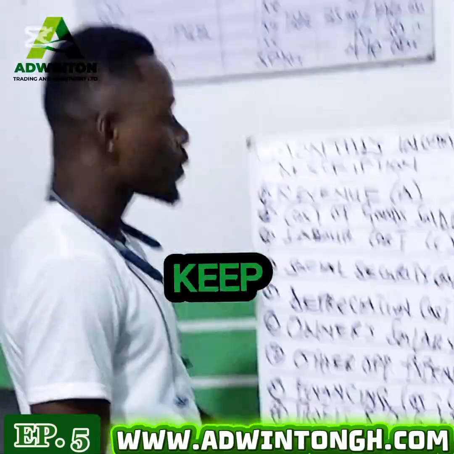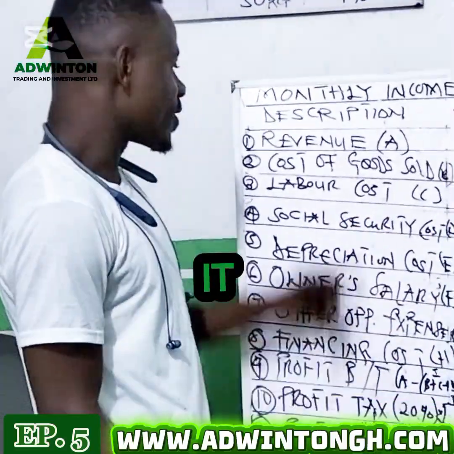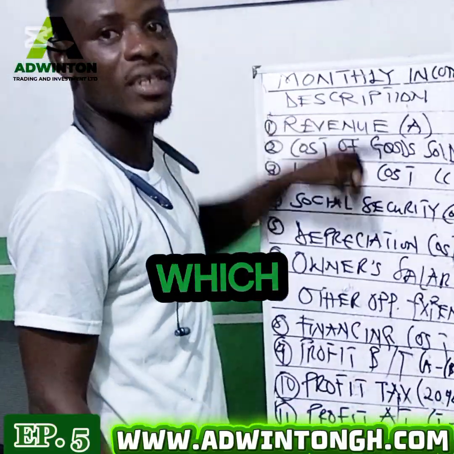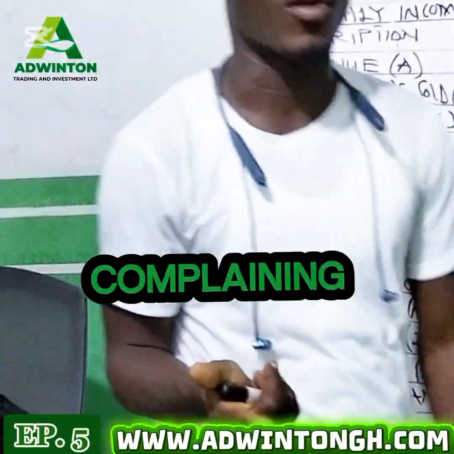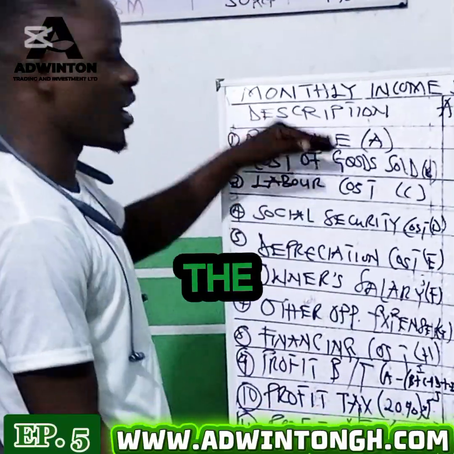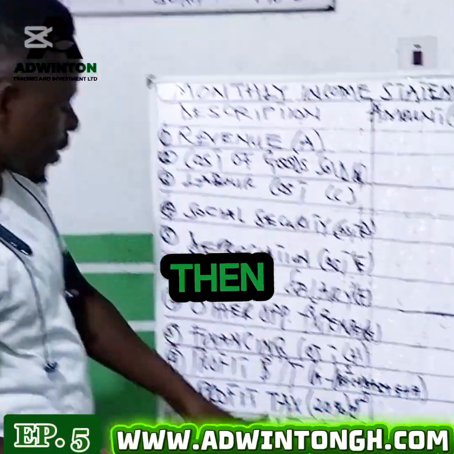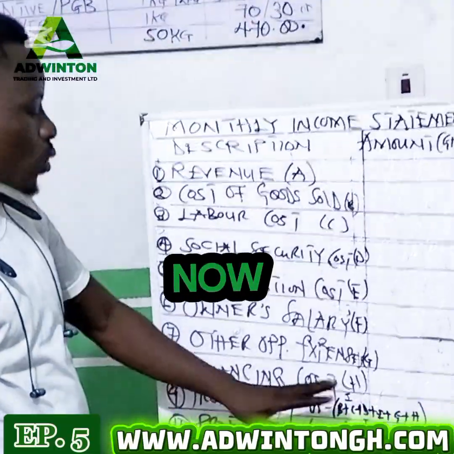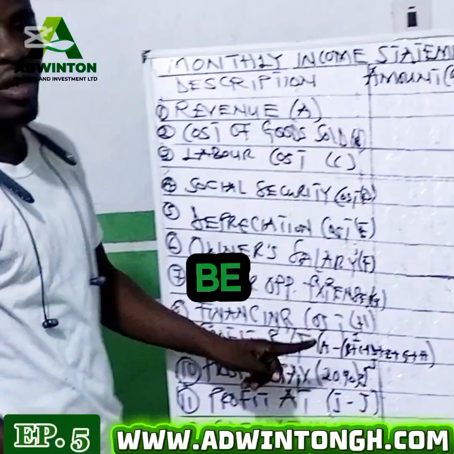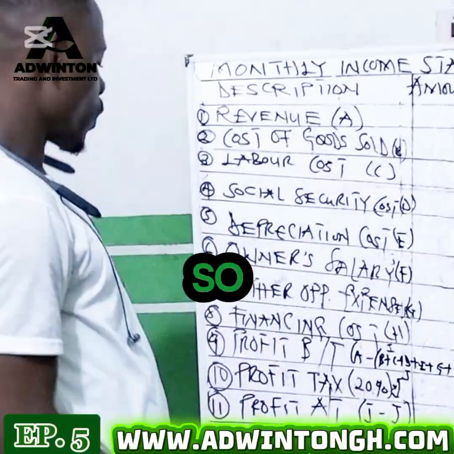But if you don't keep records of these things, then they are going to start from the gross profit, of which the value will be very big, and you will be complaining. So you have to do the right thing by keeping records of all these things. Then the tax man will tax you on the profit that is left. You understand?